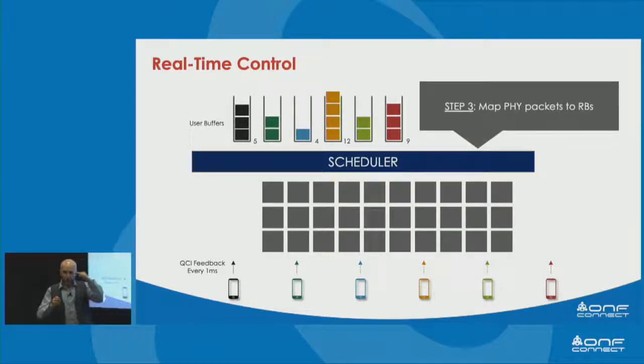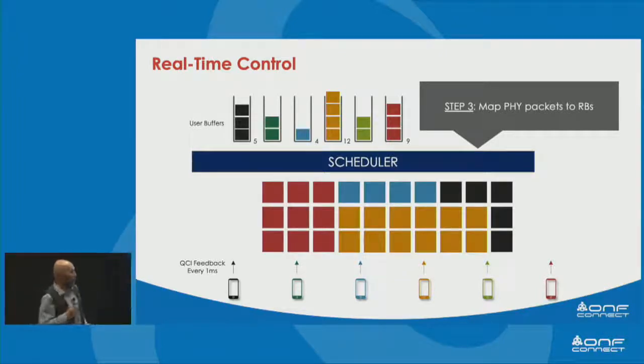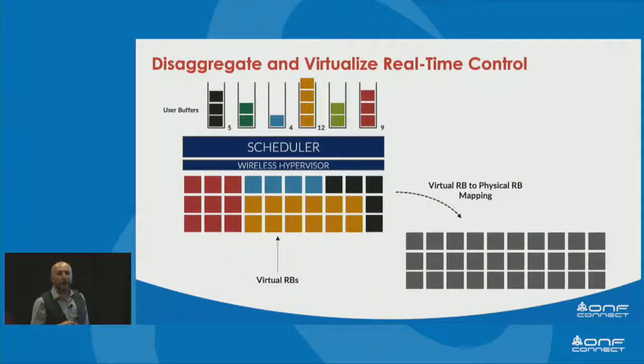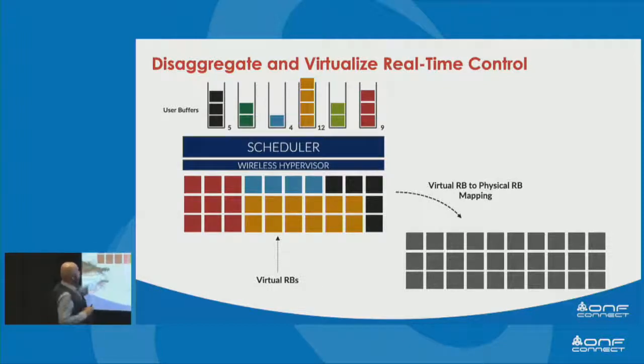So it does the actual mapping. All right? So for slicing of the RAN, what we need to do is disaggregate the scheduling operation and virtualize my resources, just like I did with the processor in the cloud mapping. So what happens then is my scheduler actually does this mapping to my virtual resources. And separately, I do a virtual to physical mapping using another software. All right?